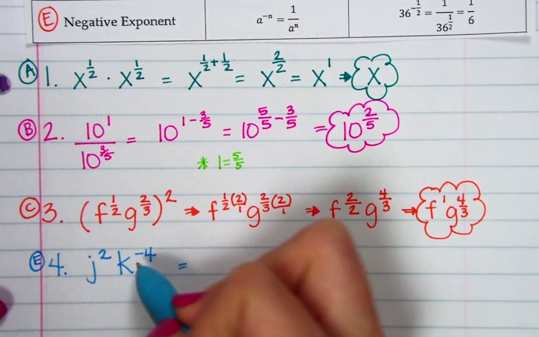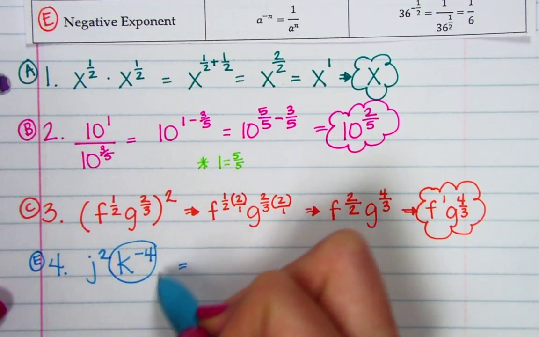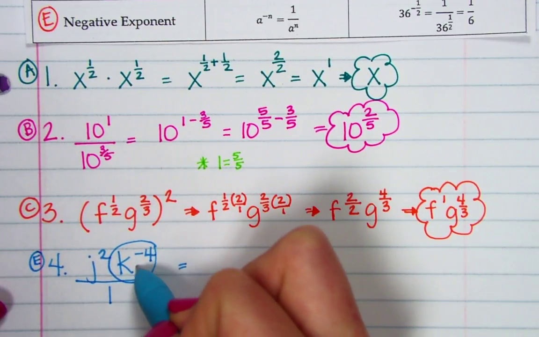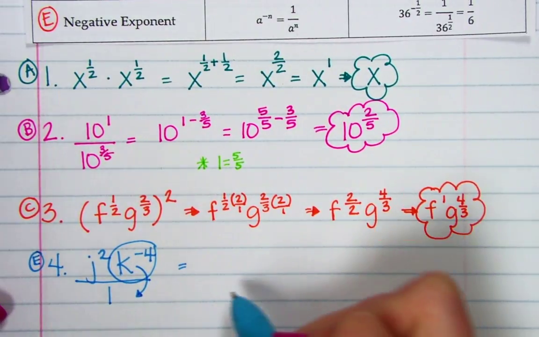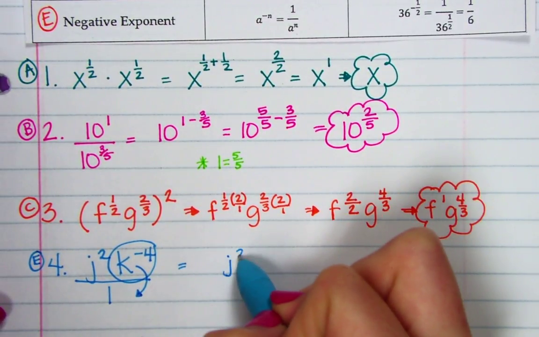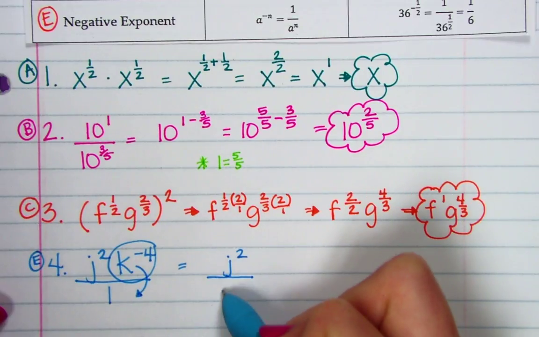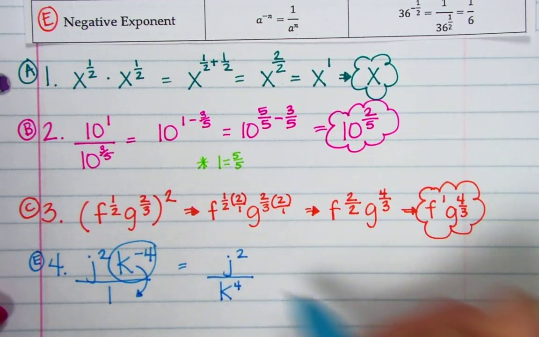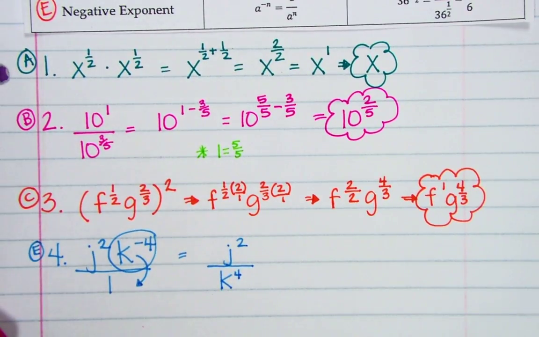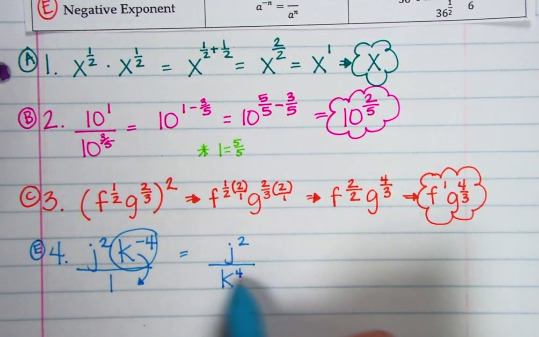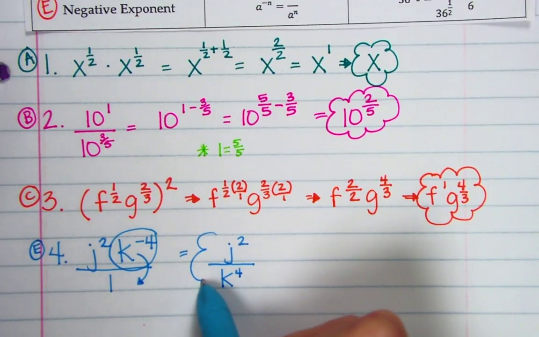All right, and when there's a negative exponent, only the thing that has the negative exponent moves. So the J has a positive exponent, so J can stay on top. J squared. The K has a negative exponent, so it can go on the bottom. And our answer will be J squared over K to the 4th power. No proper exponent answer will have a negative exponent. This is the proper way to write it. It means the same thing, but this is the right form.